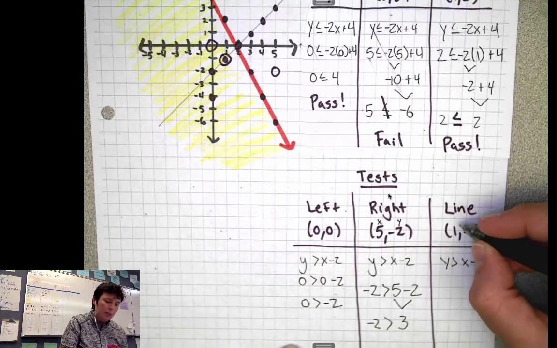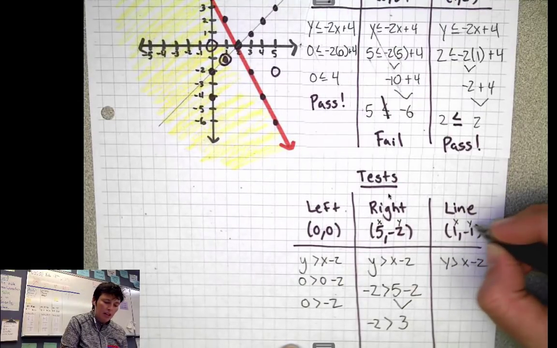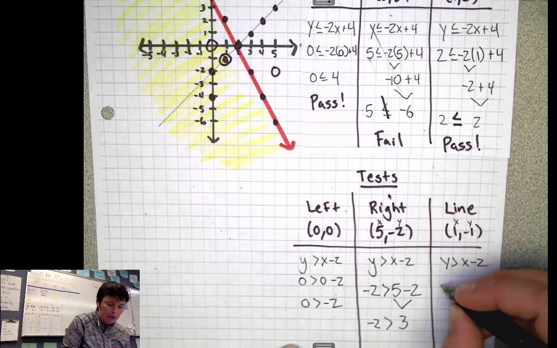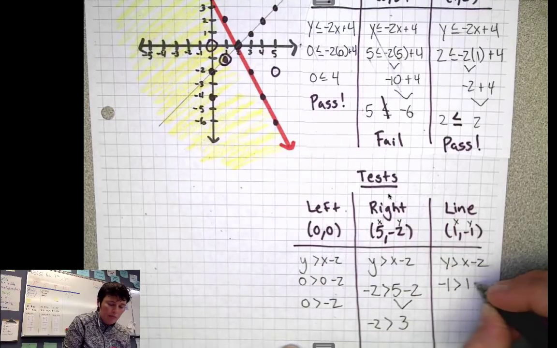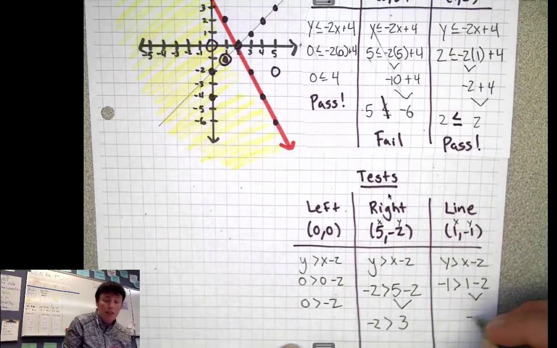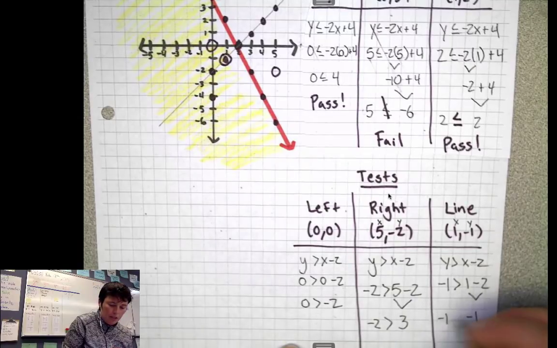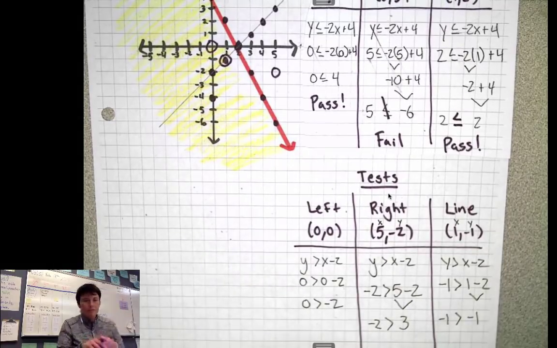And then the last one is 1, -1, x and y here. So x is 1, y is -1. So -1 is greater than 1 minus 2. 1 minus 2 is -1. So -1 is greater than -1. Cool.